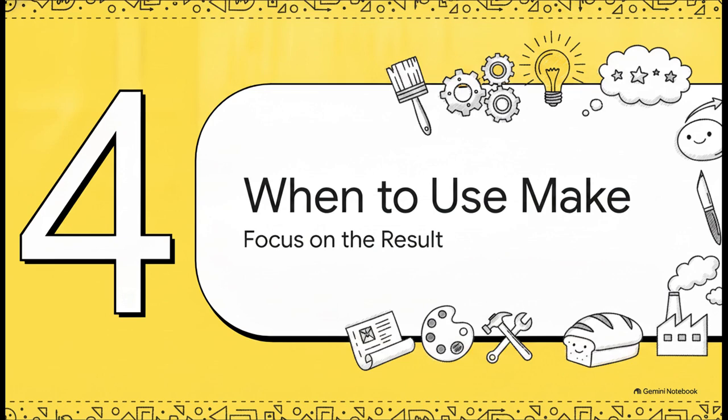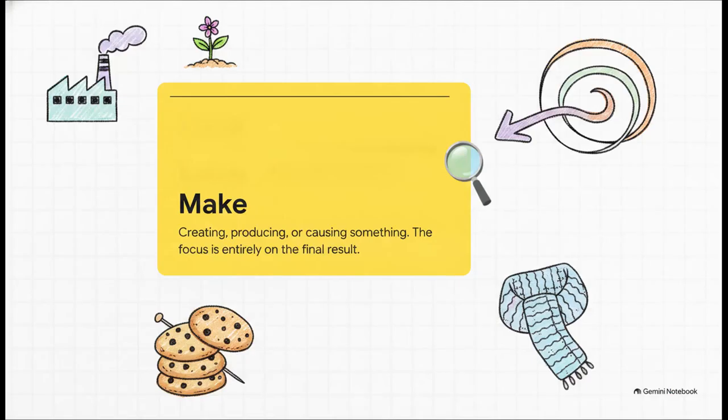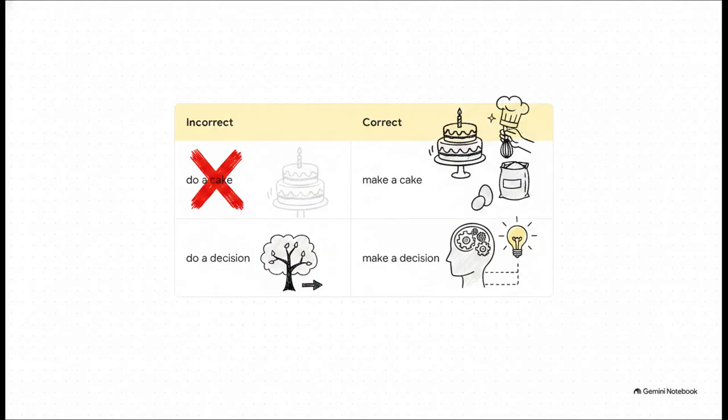All right, section 4, when to use make. Now let's switch gears and explore the more creative side of things. The formal definition of make is creating, producing, or causing something to happen. So here, the focus violently shifts away from the sweat and the process and lands squarely on the final result. You use make when at the end of your action, there's a distinct product or outcome that literally did not exist before you started.